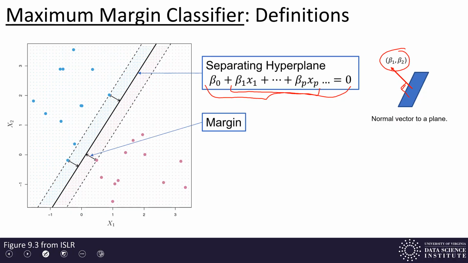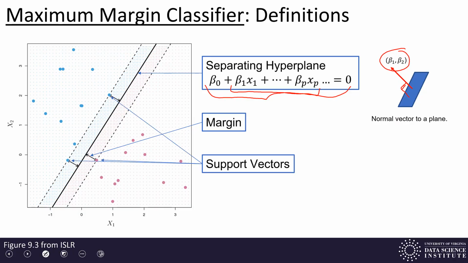So next thing we need to define is the margin. We've talked about this. This is the distance from the separating hyperplane to the points in each of the classes that are closest to that separating hyperplane. The points that are on these dashed lines that are a distance away from the separating hyperplane equal to the margin, these points are called the support vectors, right? They are the points that give support to our separating hyperplane.